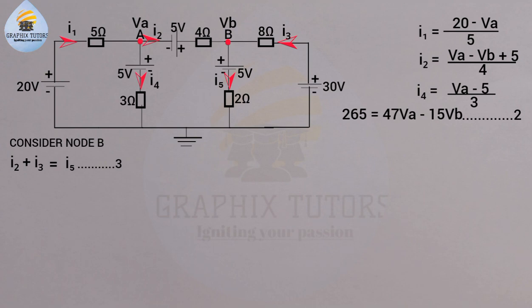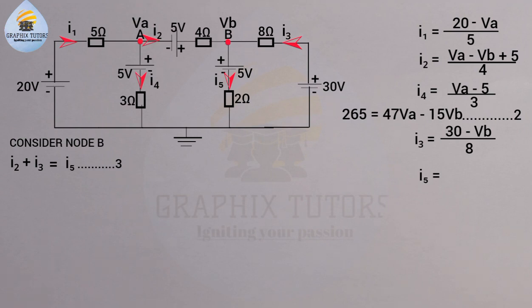Then I3 now, let's see. I3 is coming from 30 and going to VB. Look at the direction, it is going towards VB. So it will be 30 minus VB divided by the resistance between them, which is 8. Is that taken?